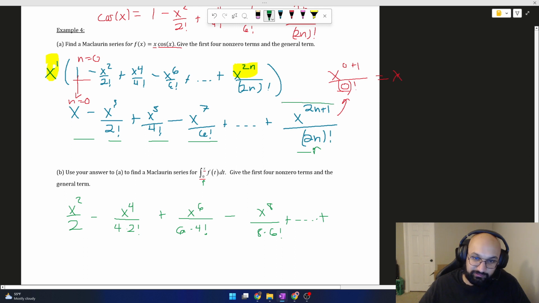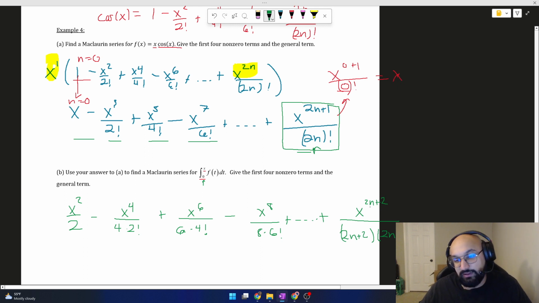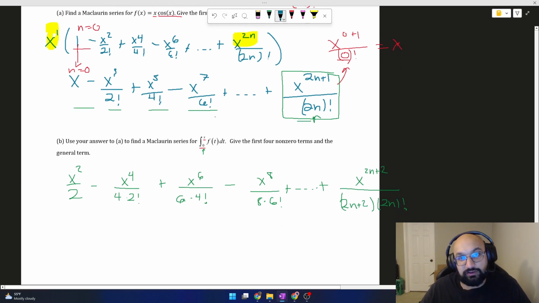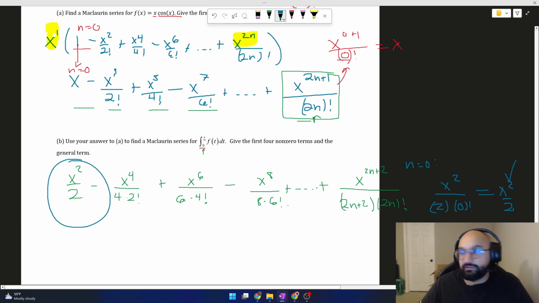Now when you go to integrate this function, you want to add 1 to the exponent and divide by the new value. If you add 1 to 2n plus 1, you get 2n plus 2. You want to divide by 2n plus 2 because that's the rule of integration. And you want to carry over the 2n factorial because that's what's there to begin with. You can verify this is correct and check that our starting value is 0. When we plug in n as 0, we get x squared over 2 times 0 factorial, which is x squared over 2, which is also correct. Because if you look over here, that's exactly what we have.